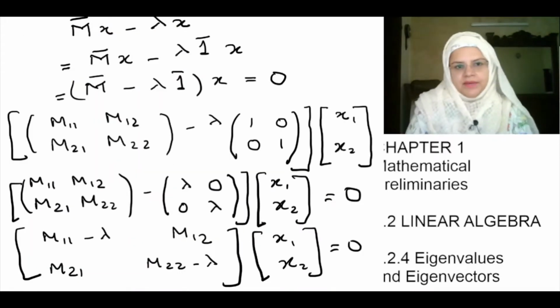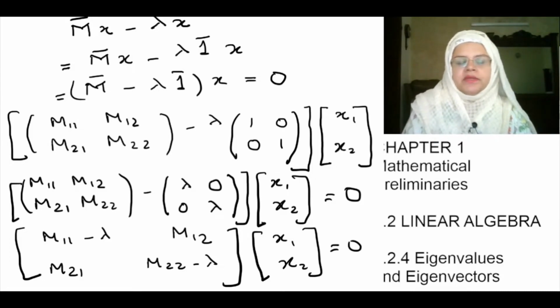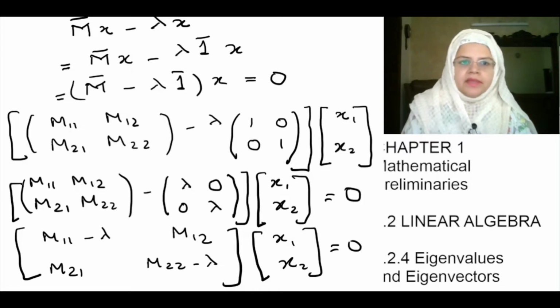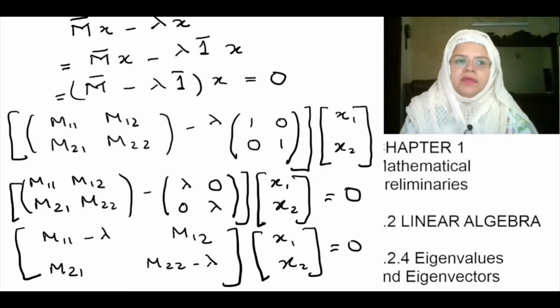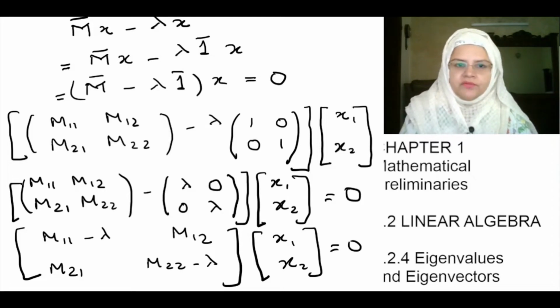M bar x minus lambda x is equal to M bar x minus lambda 1 bar x. 1 bar is an identity, we can introduce it because identity times vector gives the vector itself. If we take the vector x as common, we are left in brackets with M bar minus lambda 1 bar. M bar is a 2 by 2 matrix with components M11, M12, M21 and M22, whereas the identity is a matrix with 1 on the diagonals and 0 at the off diagonals.